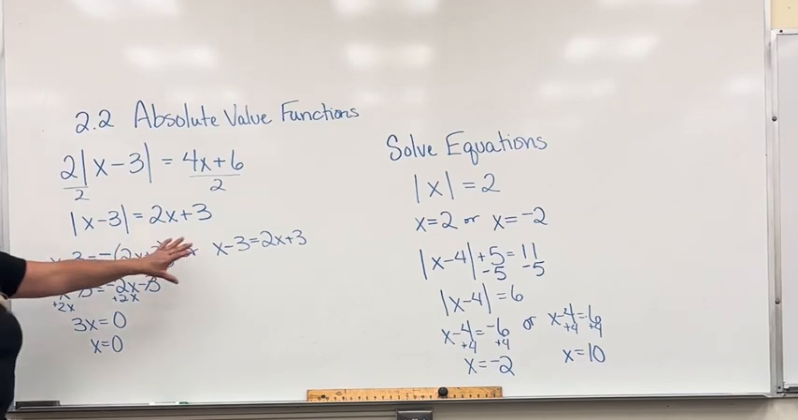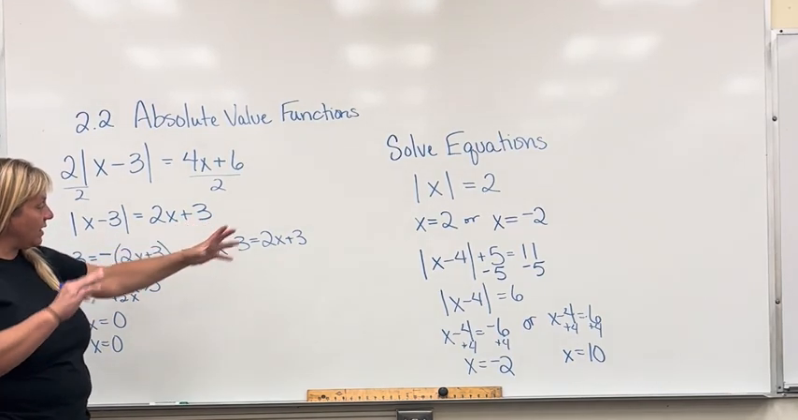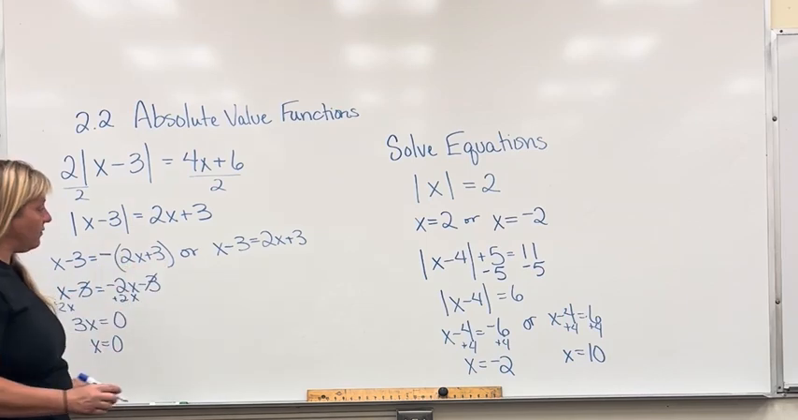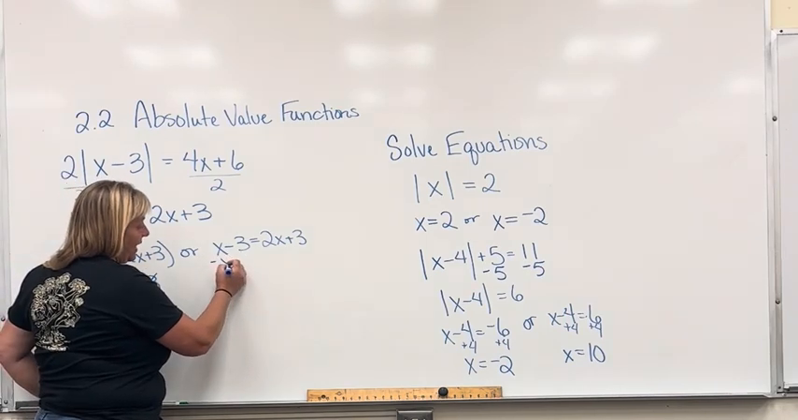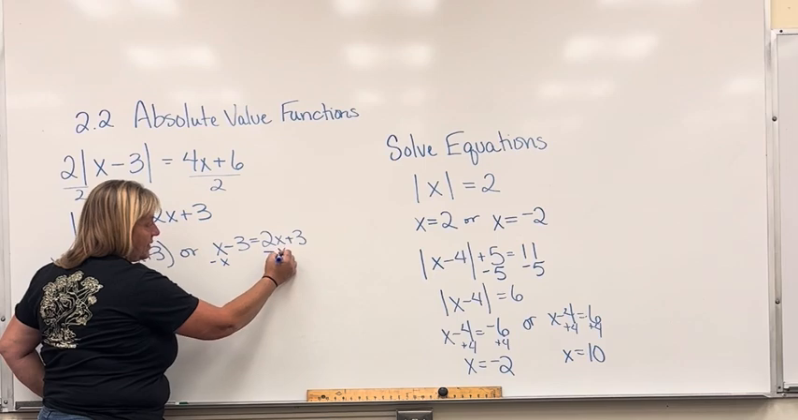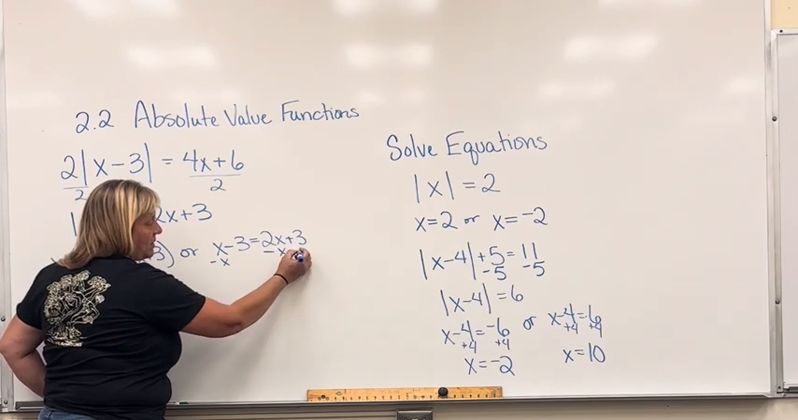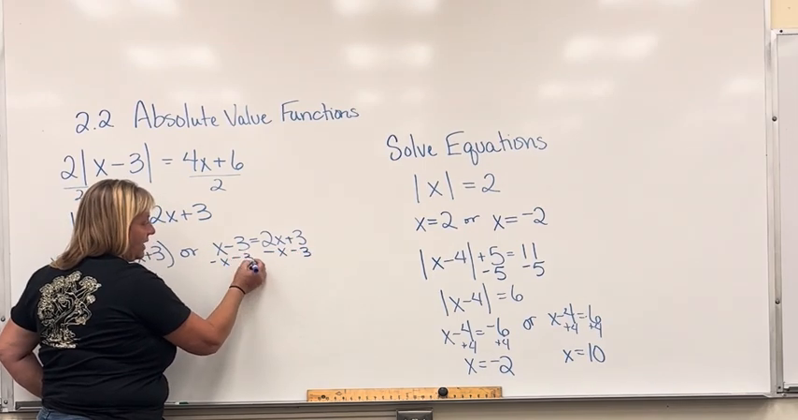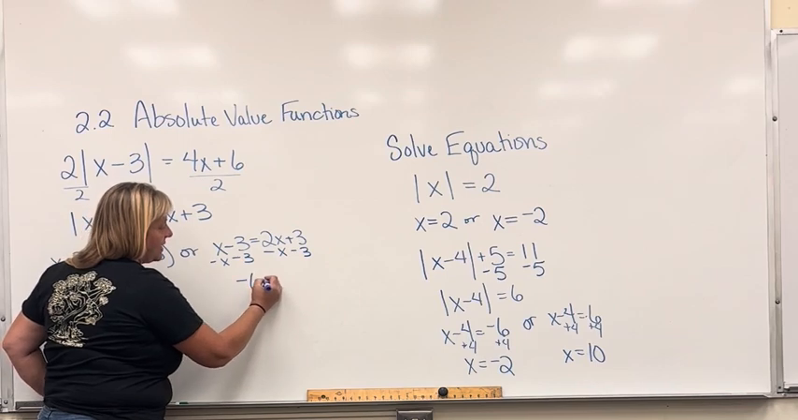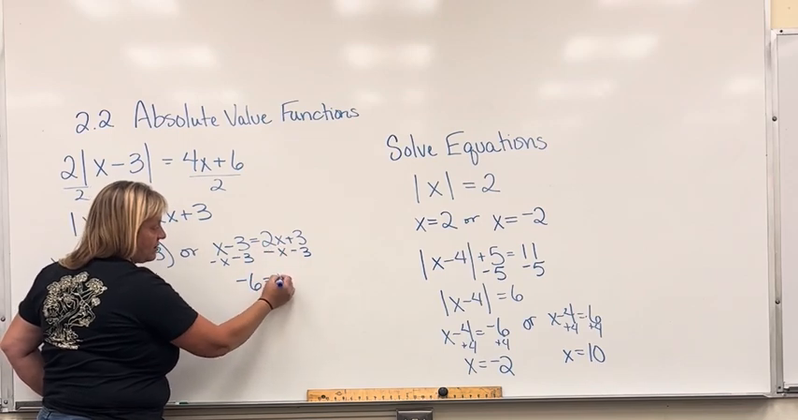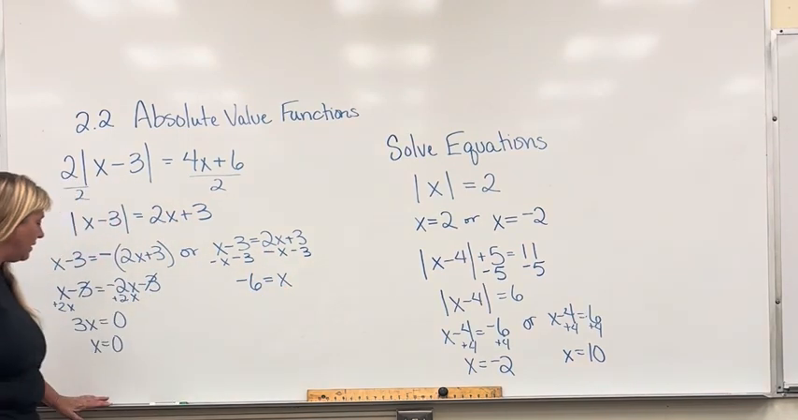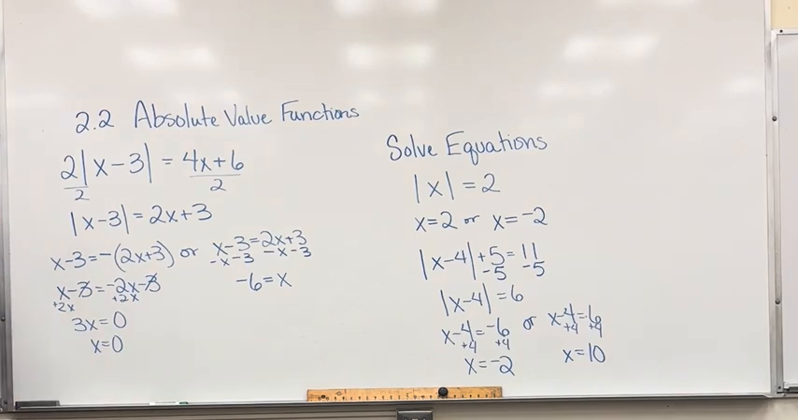Now over on this side, we're not distributing in, so we can immediately start to move things back and forth. I think I'm going to move x over this way. And then at the same time, I'm going to subtract the 3 over this way. So we'll have negative 6 equals, and then we just are left with a single x. So on this one, we get 2 answers. x is equal to 0 and x is equal to negative 6. So 2 answers again.